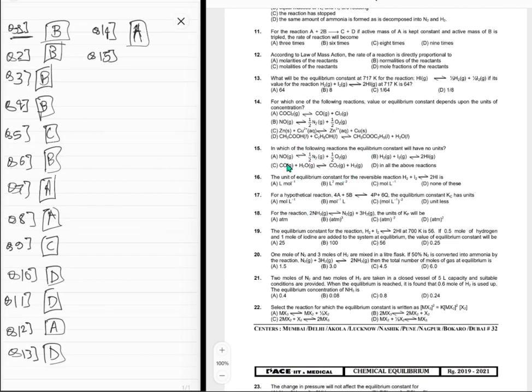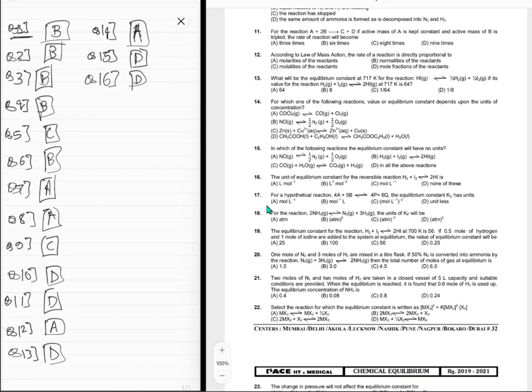So, yeah, the first one doesn't have units. The second one also doesn't have any units. The third one, okay, so it's all of these. Question number 16. The unit of equilibrium constant for the reversible reaction, it's nothing, it's not there. So D, right? Yeah, and also the way they want it is that there is no unit.